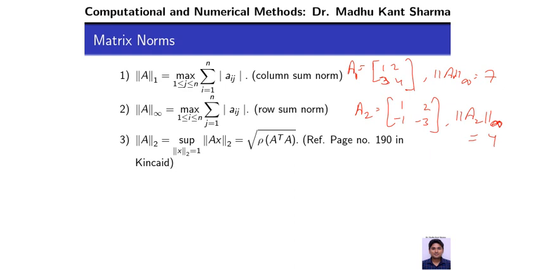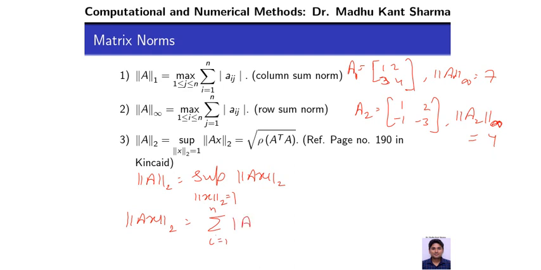Now the third defined norm is the 2 norm, which is norm A2. If you look at the definition, that is the supremum of norm of AX2 with norm X2 equal to 1. And if you recall, norm AX2 is equal to the summation I equals 1 to n of mod of AX of I squared, to the power 1 by 2. If you recall the 2 norm on Rn, this is the definition.